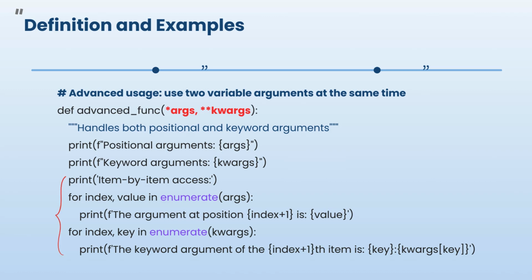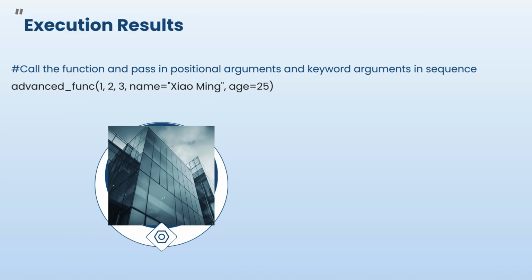Advanced item-by-item processing. Use the enumerate function to retrieve both the index and value simultaneously. Positional arguments can be accessed directly using value. Keyword arguments require accessing the corresponding value using key. Execution result. When running the above code, we'll see the following output.